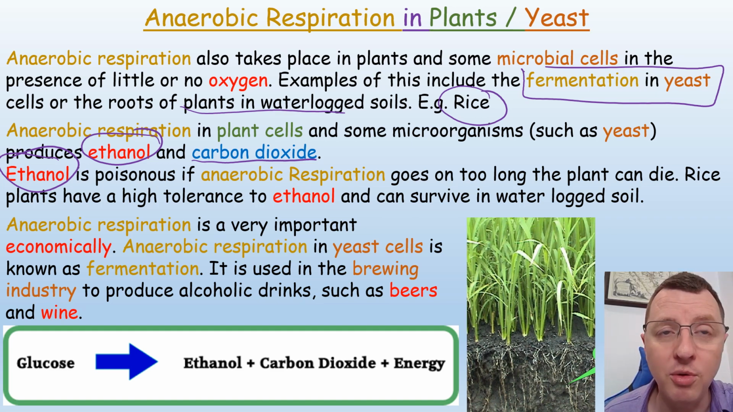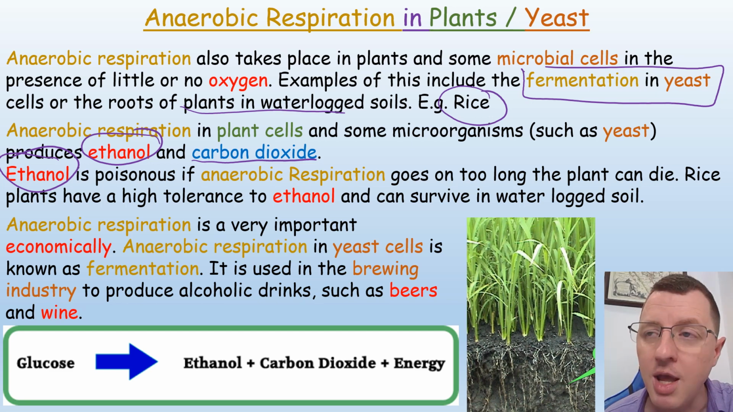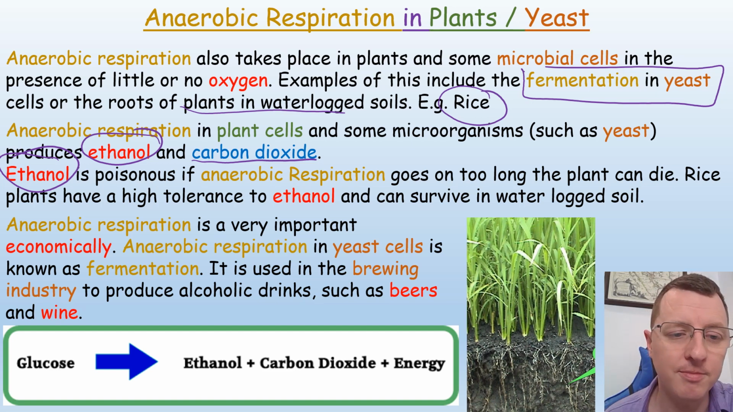Now, one exception to this example is rice plants. Rice actually have a very high tolerance to ethanol in the roots, and they can survive in waterlogged soils. This is why rice is grown in rice paddies. And it's a fantastic adaptation that the rice plant has, because it means the farmers can grow large amounts of rice in flooded fields, safe in the knowledge that there will be very little competition from any weed plants, because they won't be able to survive in those conditions.